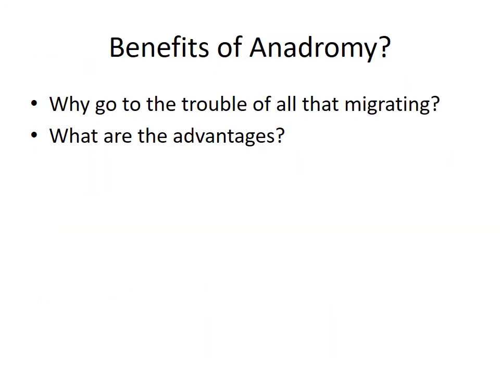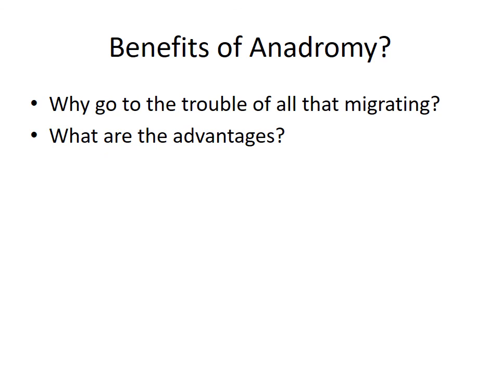So why would you go to all that trouble, and why not just stay where you were born or be born in the place where you're going to be an adult? So what are the advantages? Well, one of the reasons that things do this is the fact that what might be an ideal habitat for an adult could be a really difficult habitat for babies. Maybe there's a lot of predators in the ocean, so you wouldn't want to be born in the ocean.